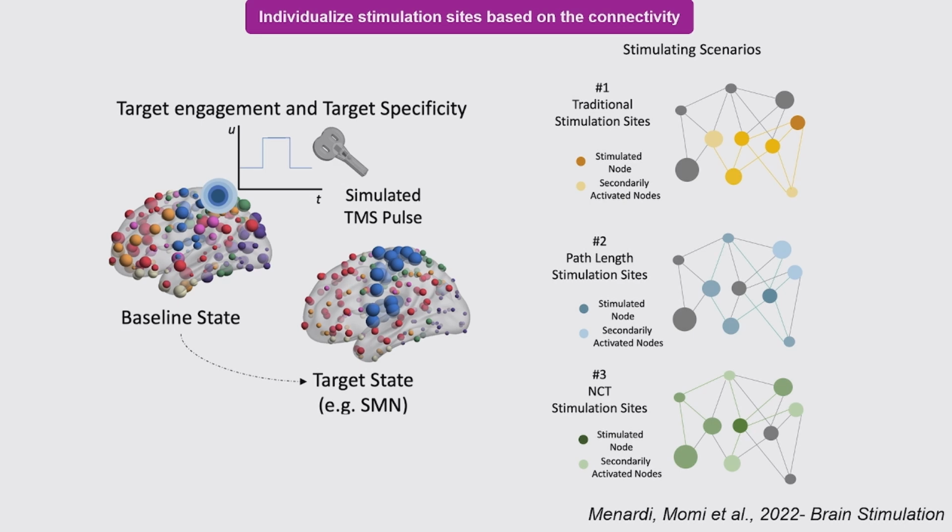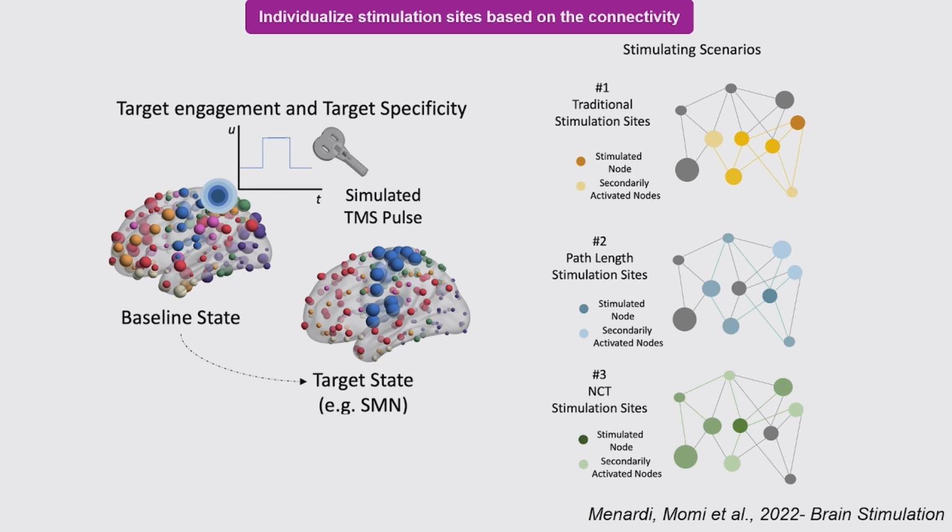For example, in this case, we simulated brain activity and we simulated the TMS perturbation, stimulating the brain. We wanted to evoke a specific resting state network, and for doing that we used 3 different approaches. One approach was the traditional stimulation site that people in general use in clinics. On the other hand, we used the path length, which is simply the Euclidean distance between the regions.